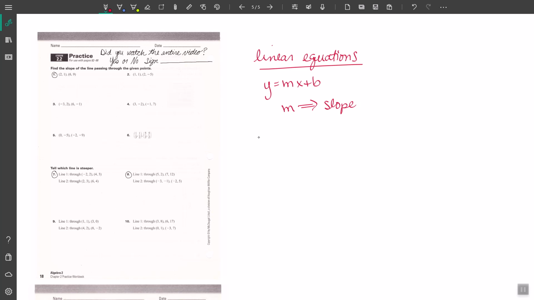So slope is always our change in our y coordinates. That triangle means change. So change in the y coordinates, and we put that over top of the change in the x coordinates. The change in the y coordinates is the difference between the two y coordinates that we're talking about, and we also call this rise. The difference between our two x coordinates is called our run.